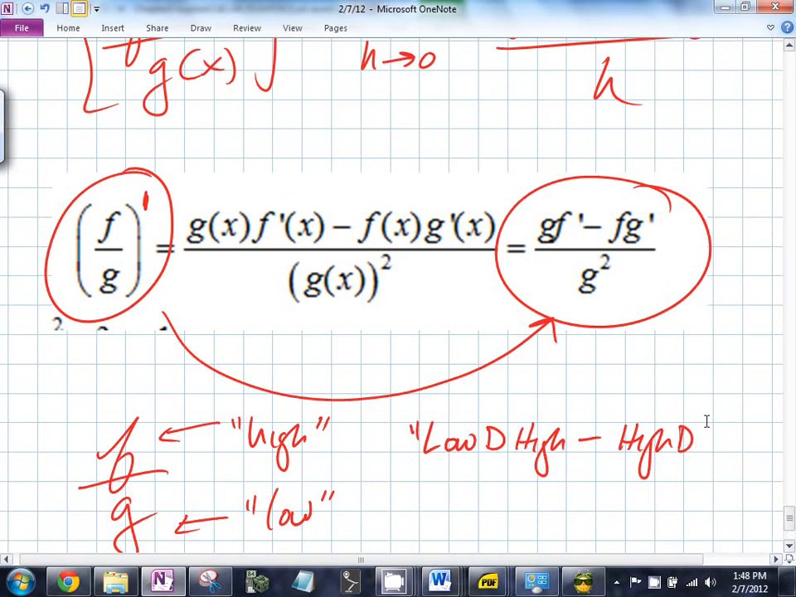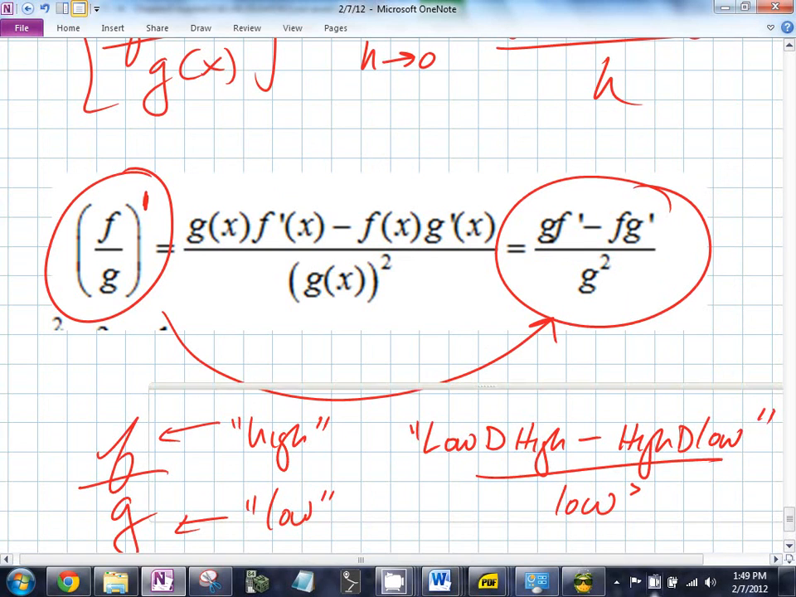That's all you remember. What is low? Low is g. D means derivative. Again, so what does low d high mean? It means the low function times the derivative of the upper function minus the high times the derivative of the low function, all over low squared for some reason, but we'll talk about it anyway.